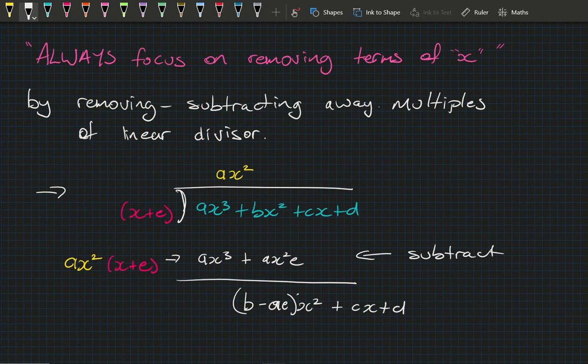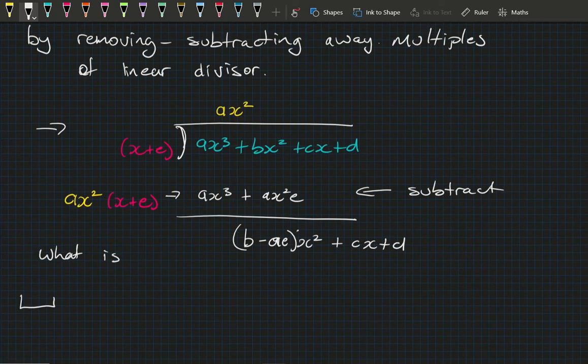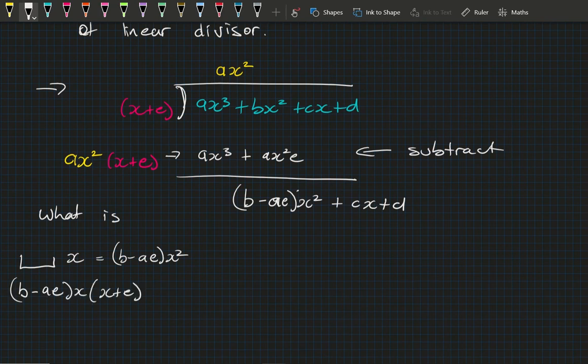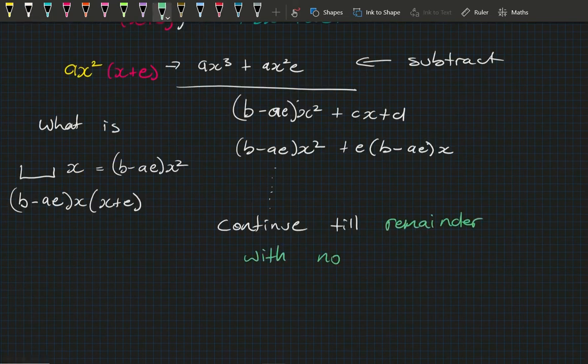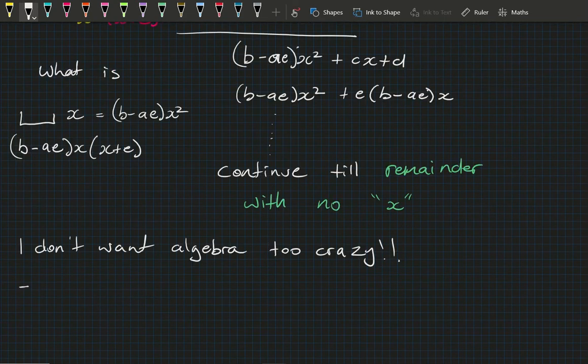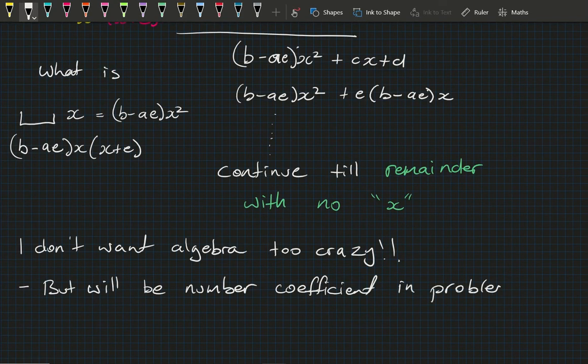Then in our next step, we've got our x plus e, and I need to think about something that multiplies x to get b minus a e times x squared, because that's the next term I want to remove. So clearly that is b minus a times x. Then if we expand that out, we've got b minus ae x squared plus e times b minus ae x. And then we continue on till we end up with a remainder that has no x. Now I could keep going on with this, but I don't want the algebra to look too crazy. But hopefully you can decipher a way to make notes that work for you out of this. But it's going to be a lot easier once we start using numbers again.